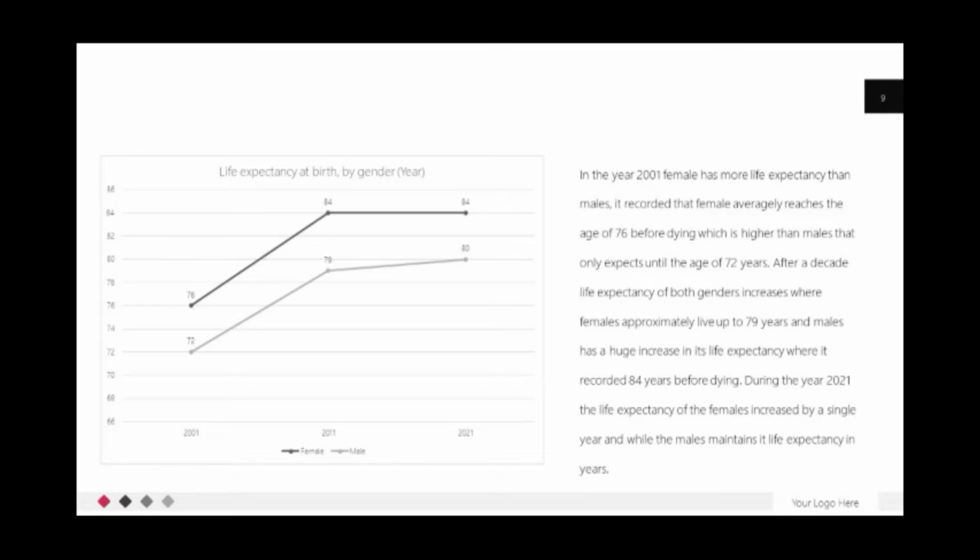After a decade, life expectancy of both genders increases, where females approximately live up to 79 years and males has a huge increase in its life expectancy, where it recorded to 84 years before dying. During the year 2021, the life expectancy of the females increased by a single year, while the males maintains its life expectancy in years.